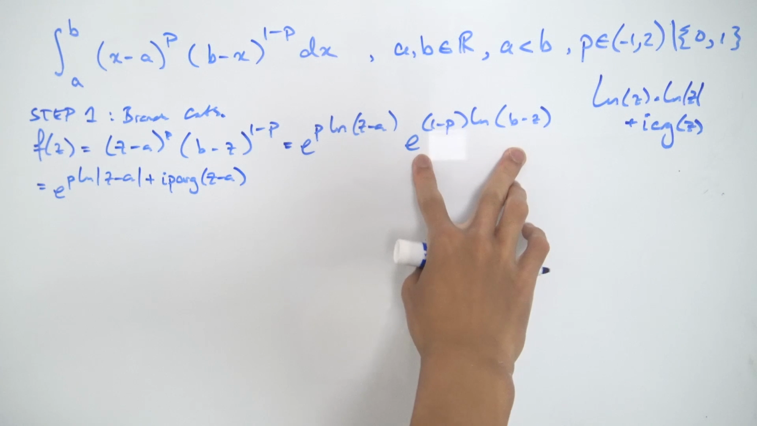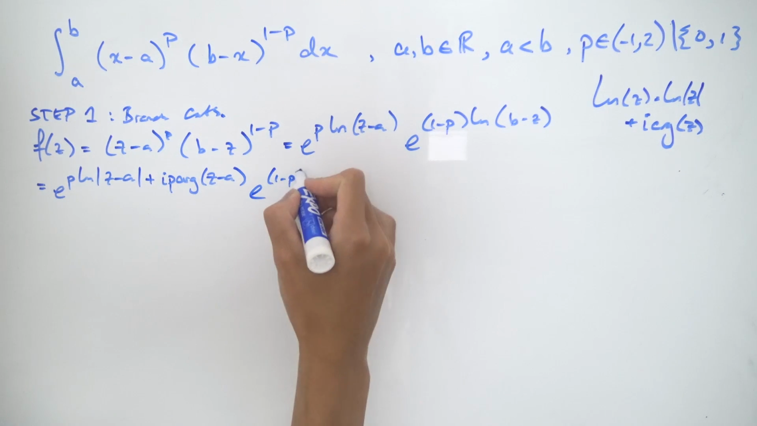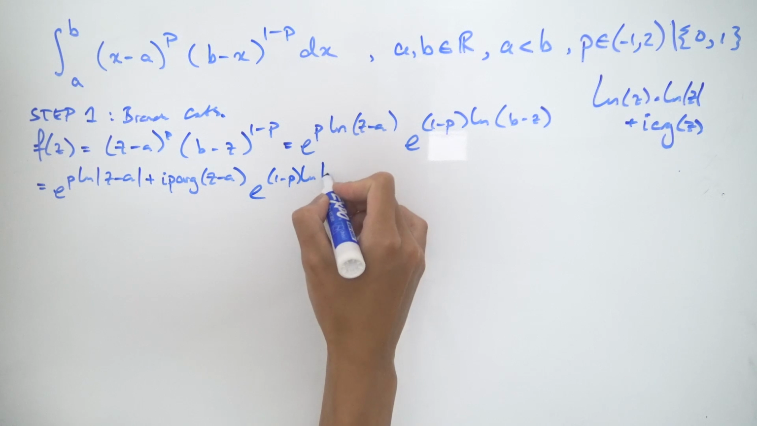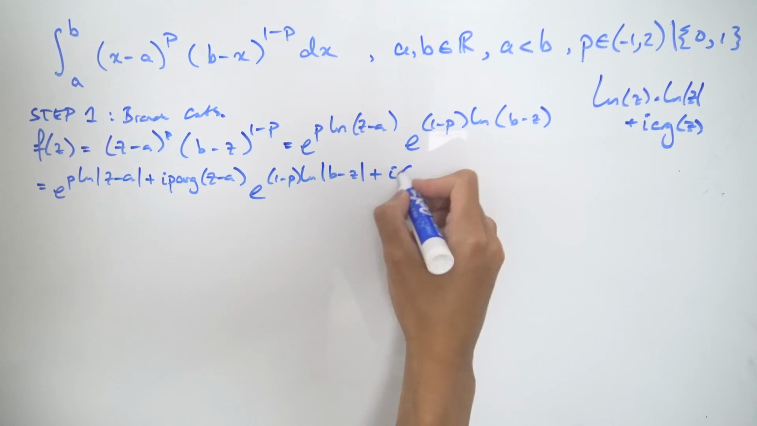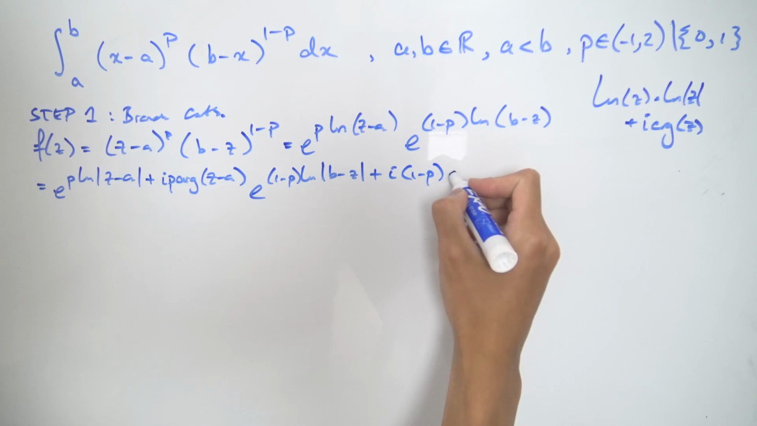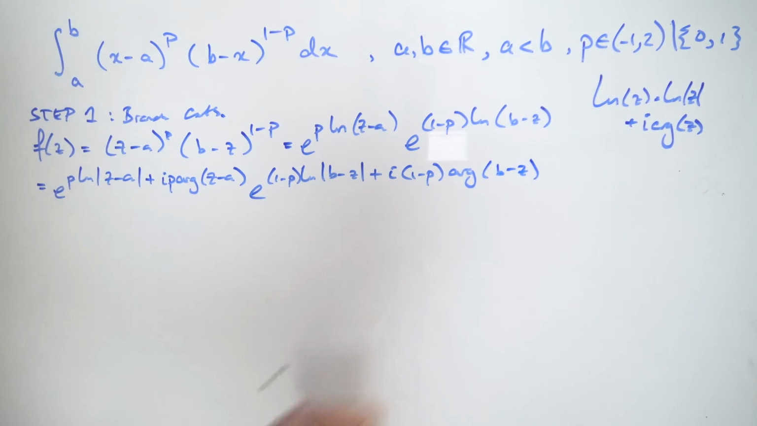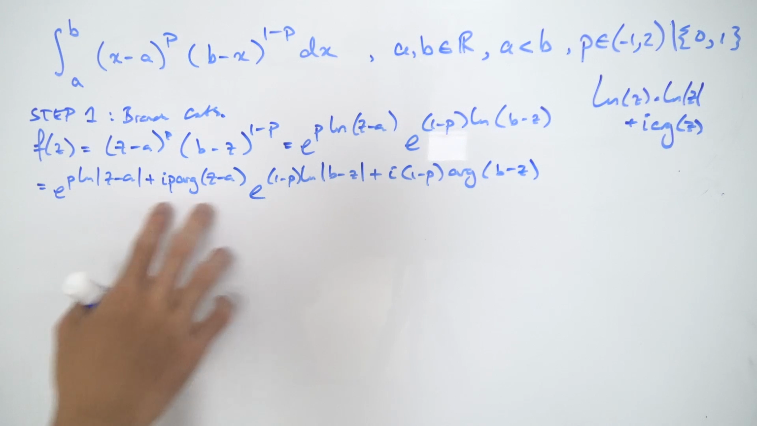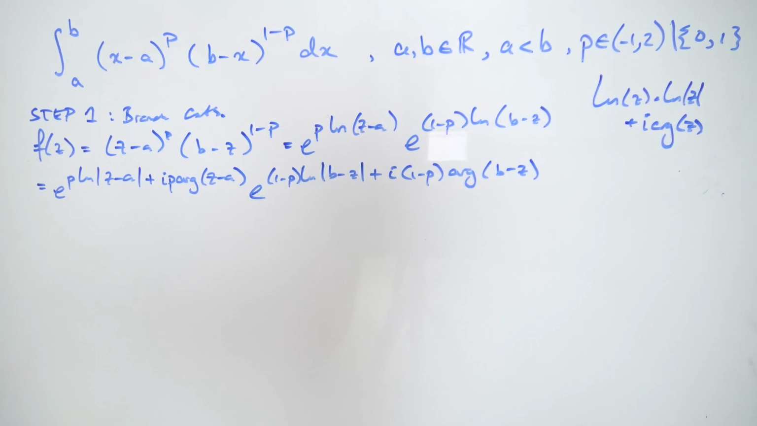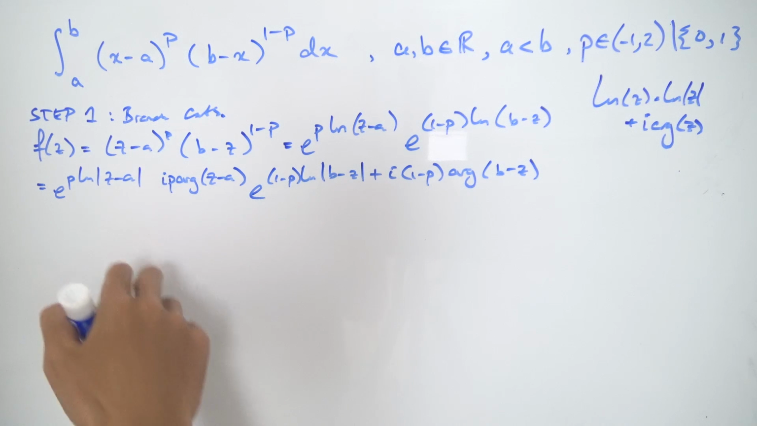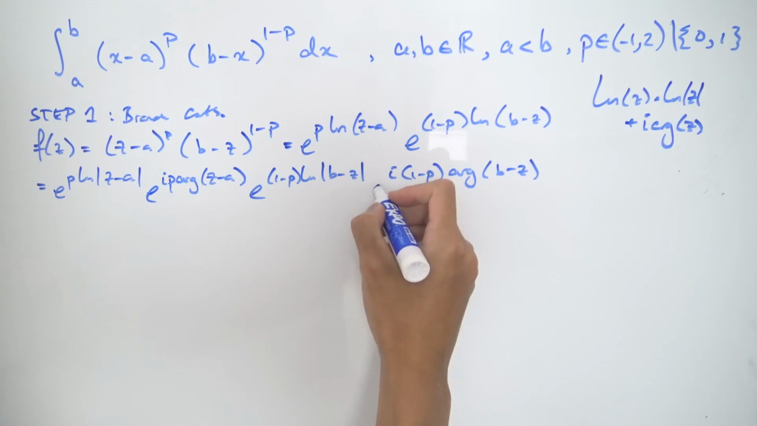And then we're going to do the same deal on the second factor, so 1 minus p times the natural log of the absolute value of b minus z, and then we're going to add i times 1 minus p times the argument of b minus z, like so. Next, let's split up these exponential functions a little bit. We can use the additive identities for the exponential function, if that's what it's called. So you can just split the exponential function up like so.